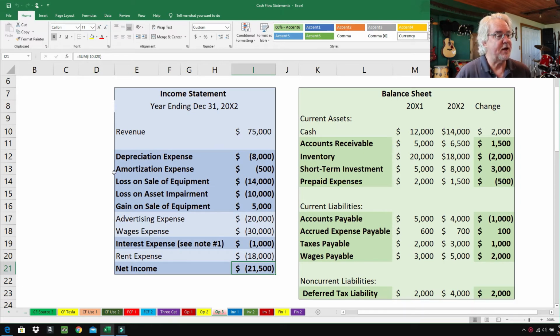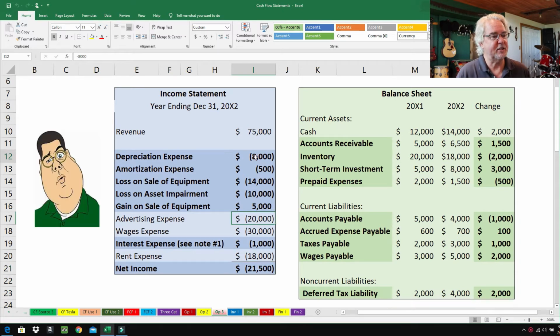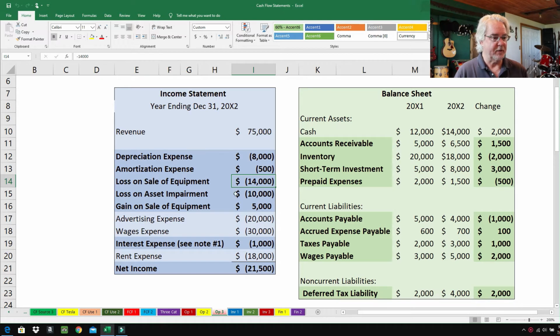Now, several items on this income statement have nothing to do with cash, like depreciation expense for $8,000, amortization expense for $500. Also, the loss on sale of equipment has nothing to do with cash. Loss on asset impairment, same deal. And this gain on sale of equipment, that has nothing to do with cash either. And we also have this interest expense here. What's going on is that there is a bond discount that's being amortized, so we'll take care of that.